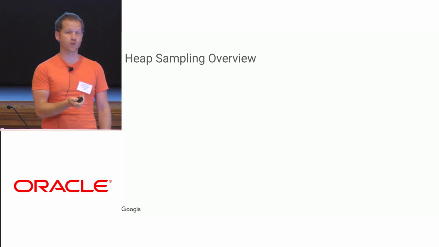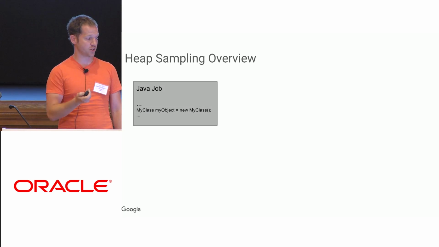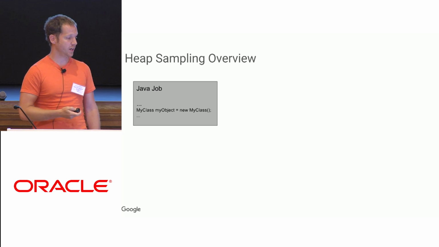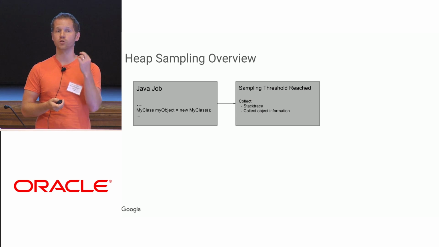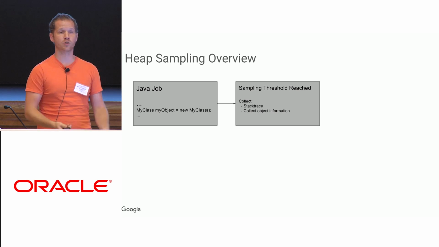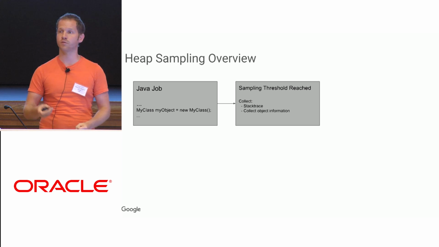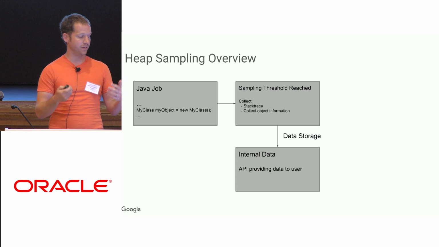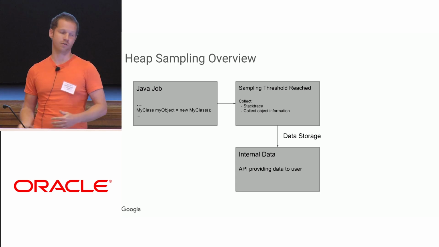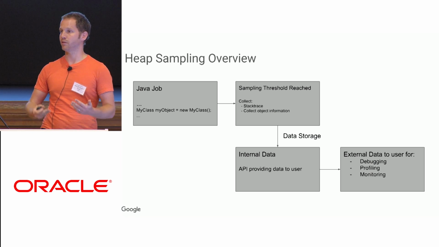As a sampling overview, what happens when you do heap sampling is that you've got a Java job which creates an object, and at some point, and I say at some point because I have 2 implementations, the Google one that we have and the one that we're working on in the JEP, and I'll show the differences, you hit a threshold and say, I want to sample now, I actually want to remember this. So you collect your stack trace, get the object information, and then store it somewhere. The storage is given through an API like I just showed you, and that API will be available for debugging, profiling, monitoring, the logical things.